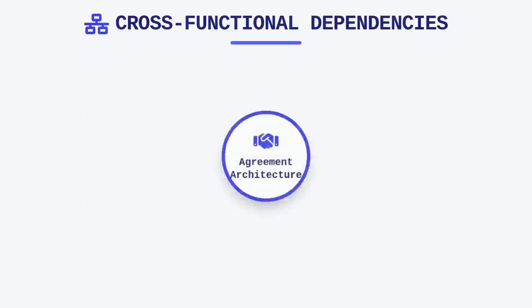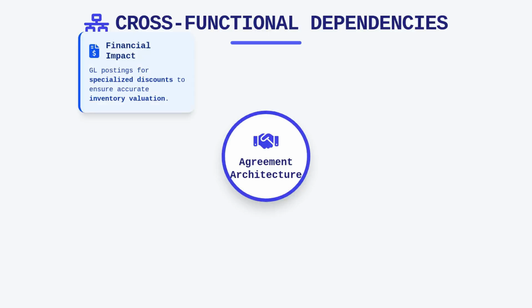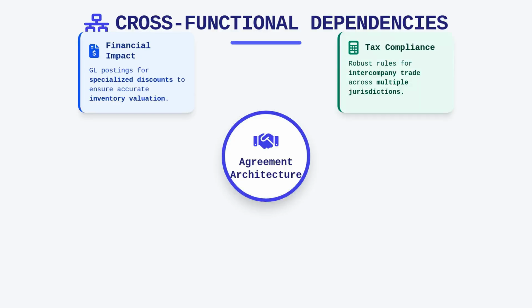The architecture of these agreements does not exist in isolation. It is deeply intertwined with multiple cross-functional dependencies. General ledger postings, for instance, must account for the financial impact of specialized discounts, ensuring that your inventory valuation frameworks remain accurate throughout the agreement lifecycle. Similarly, tax rule calculations must be robust enough to handle varying price points, especially when dealing with intercompany trade configurations that may span different tax jurisdictions.